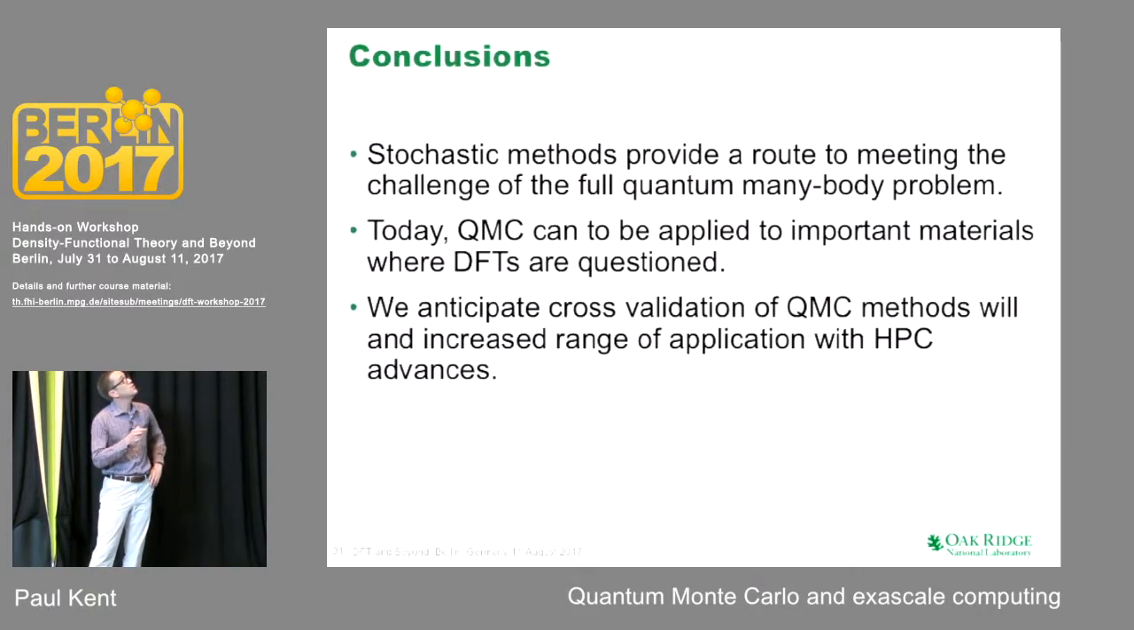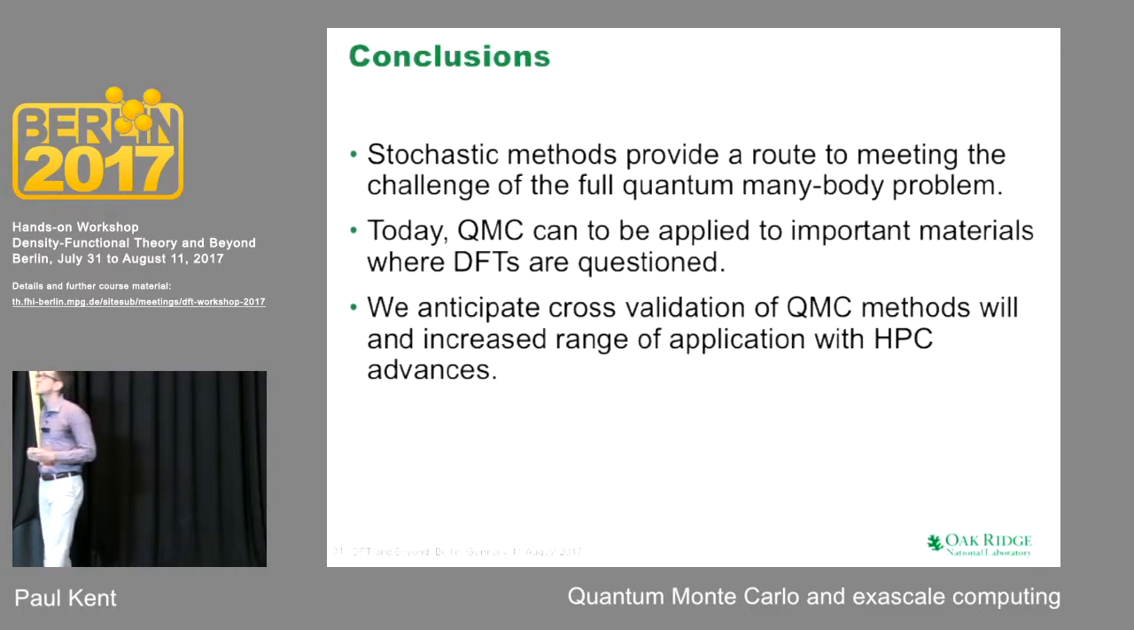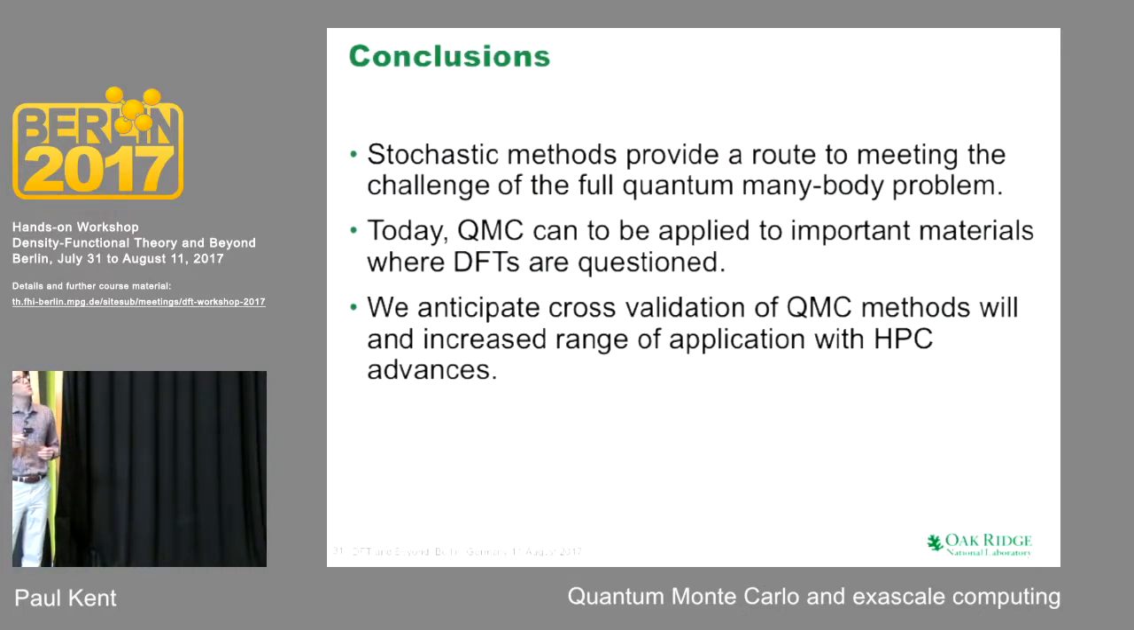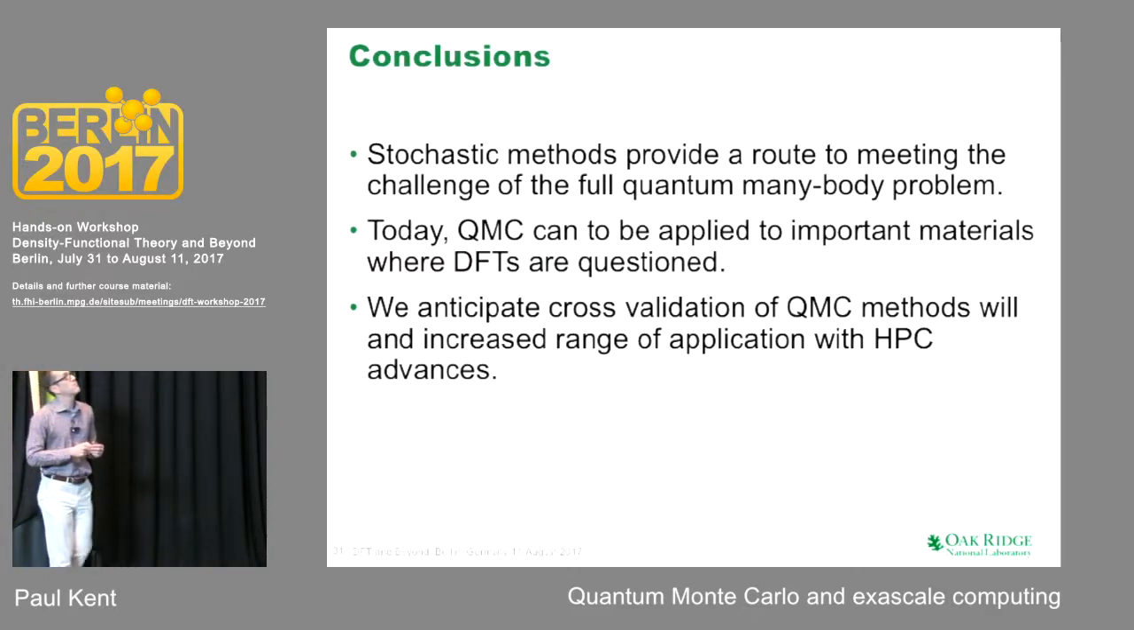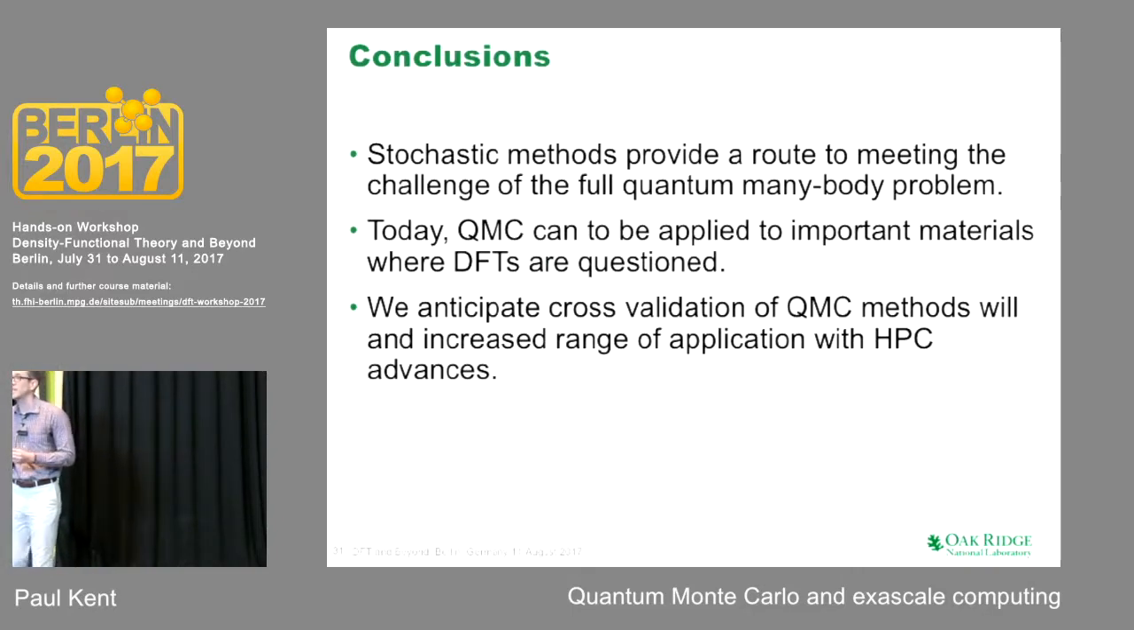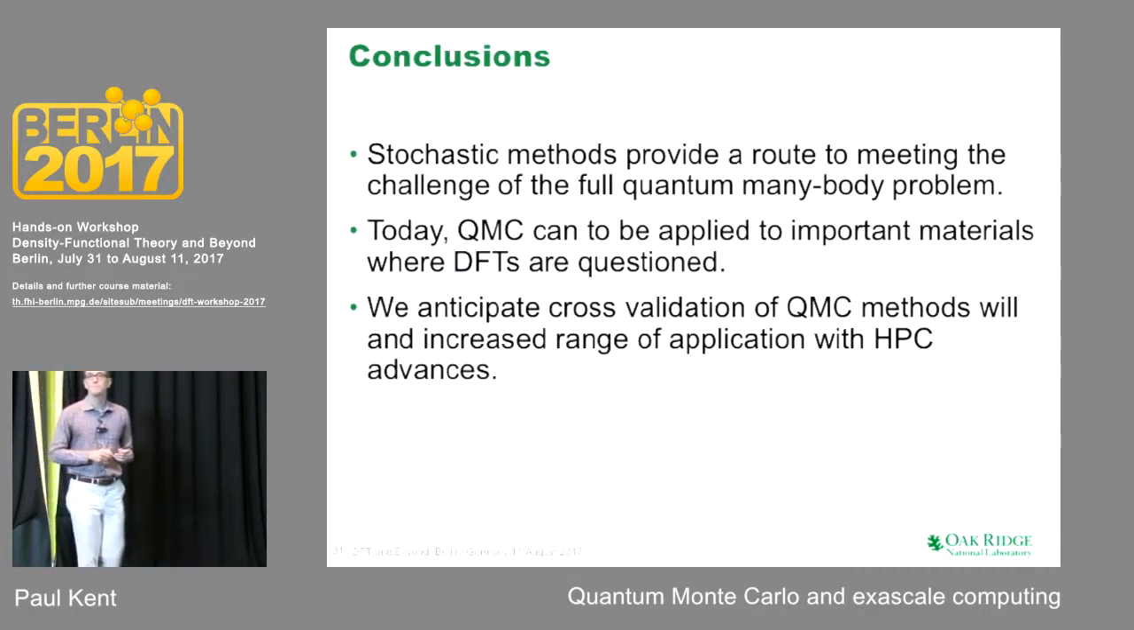So then, just to conclude, I hope I've shown you that stochastic methods are really a very promising route to doing the full quantum many-body problem. We can apply QMC to quite complex systems where we have questions about DFT and think the extra effort is warranted. And finally, we're very much looking forward to cross-validation of different methods. And inevitably, as HPC power increases, we're going to have much more application of these methods.